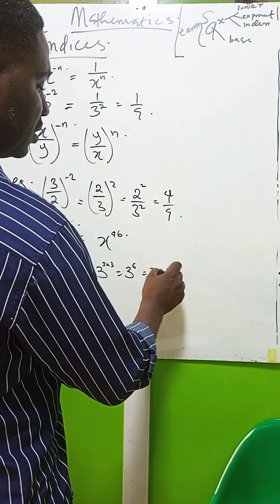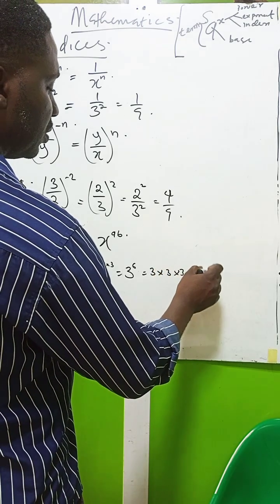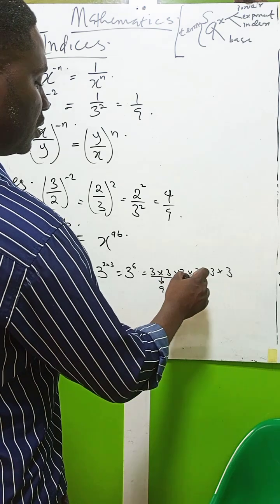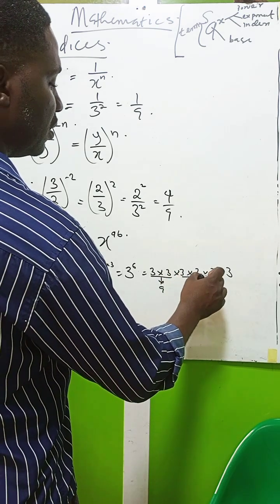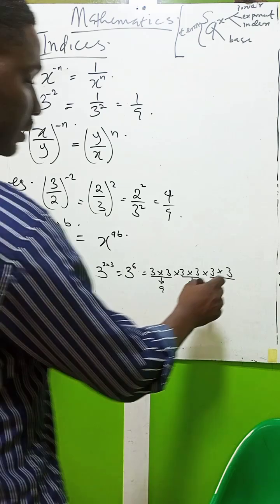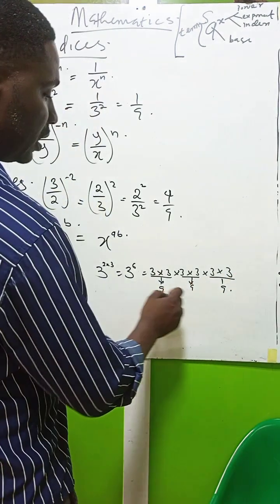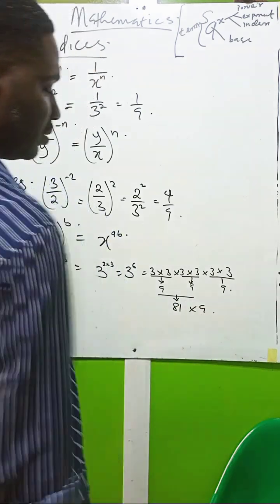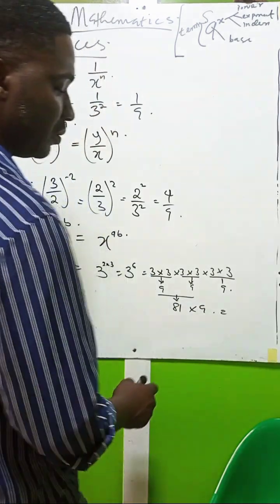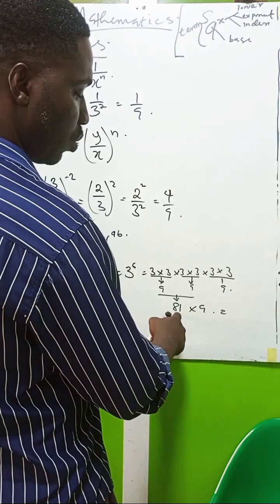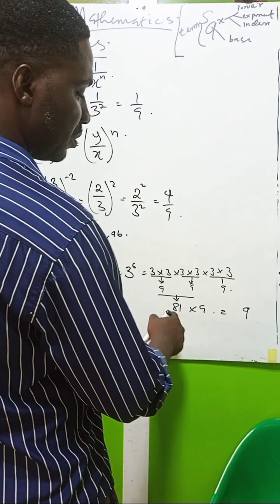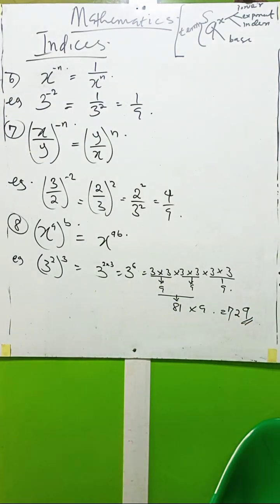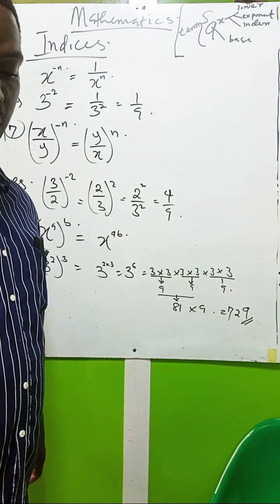That's 3 times 3 times 3 times 3 times 3 times 3. 3 times 3, 9. 9. 9. 9 times 9, 81, times 9. 81 times 9 will give us 9 times 1, 9, 9 times 8, 72. 729. So that is that.